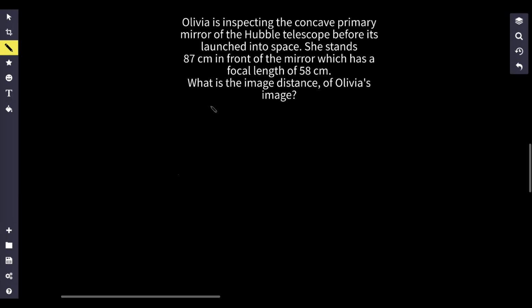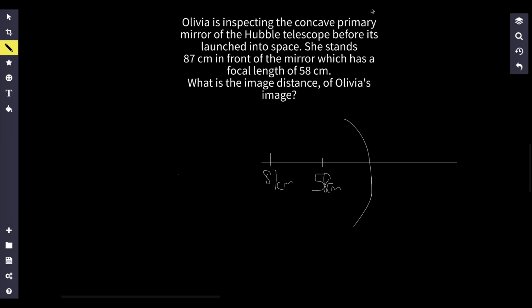So you have Olivia, who is inspecting the concave primary mirror of the Hubble telescope before it's launched into space. She stands in front of a mirror which has a focal length of this. What is the image distance of Olivia's image? So now we're dealing with a concave mirror. Now remember the shape of the concave mirror. It's bent inwards, right? So she stands 87 centimeters away, and the focal length is 58 centimeters. And then we want to find out the image distance.